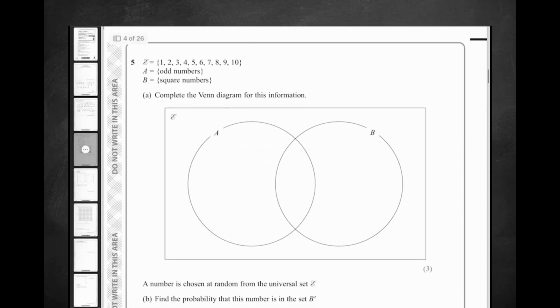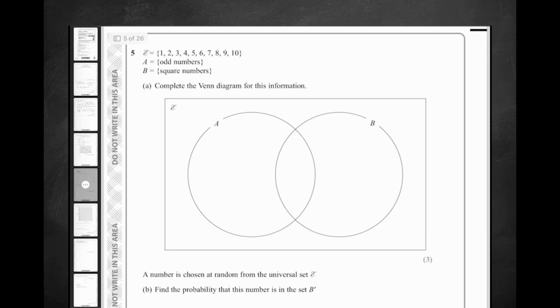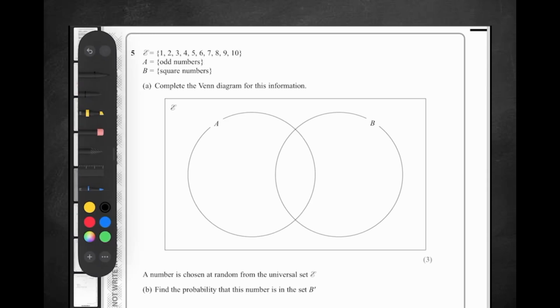That's us done. Question number 5. We have a set of numbers. A is odd numbers, B are square numbers. Complete the Venn diagram for this information.